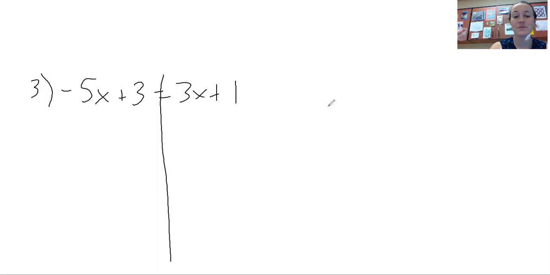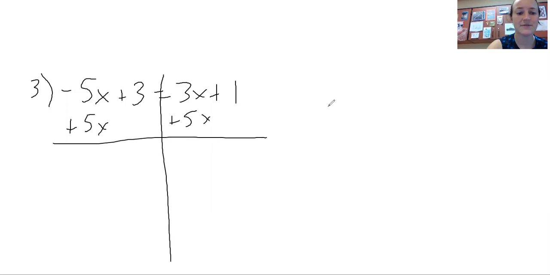And you know what, this time I'm gonna move from left to right just to show you guys that it doesn't matter, okay? So I'm gonna take my smaller, so negative 5x is smaller than 3x. So since it's a negative, I'm gonna add 5x here, and I'm gonna add 5x here. Negative 5 plus 5 cancels out. I have 3. I have 3x plus 5x is 8x. Okay. Drop down the plus 1.